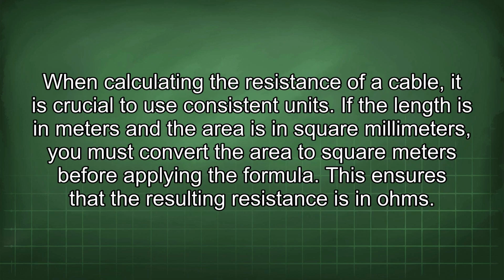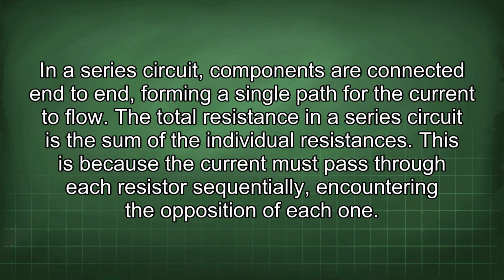When calculating the resistance of a cable, it is crucial to use consistent units. If the length is in meters and the area is in square millimeters, you must convert the area to square meters before applying the formula. This ensures that the resulting resistance is in ohms. In a series circuit, components are connected end-to-end, forming a single path for the current to flow. The total resistance in a series circuit is the sum of the individual resistances. This is because the current must pass through each resistor sequentially, encountering the opposition of each one.